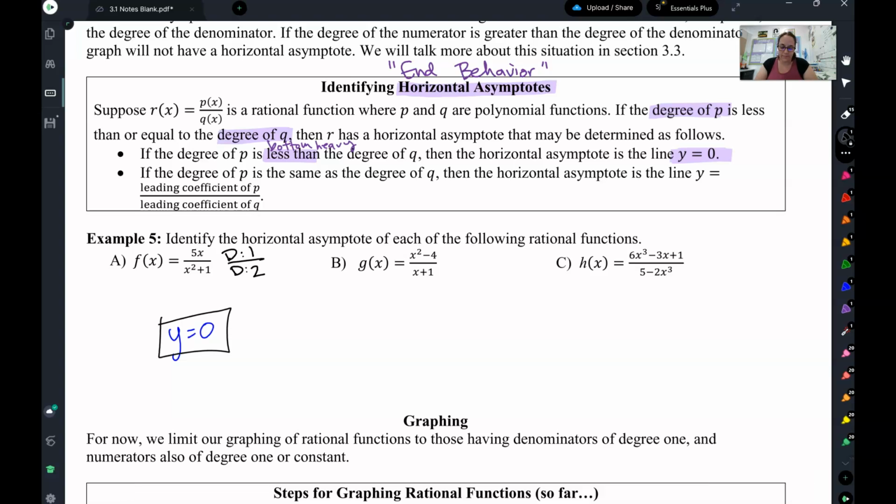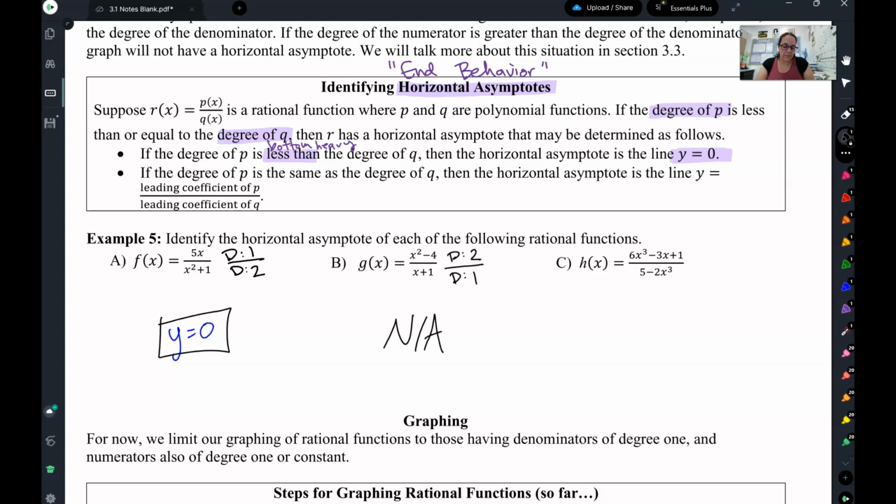We move on. So let's compare B. The degree on top is a 2. That's my biggest exponent. Degree on bottom is a 1. This is a top-heavy end behavior. And this is actually the second advanced rule that we will learn about in 3.3. So for now, we're just going to put not applicable. We're not learning about the top-heavy rule yet.